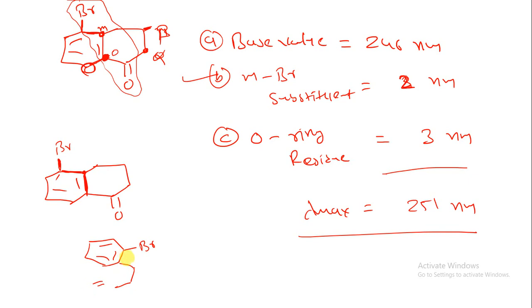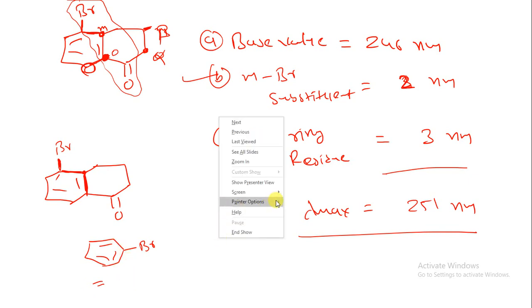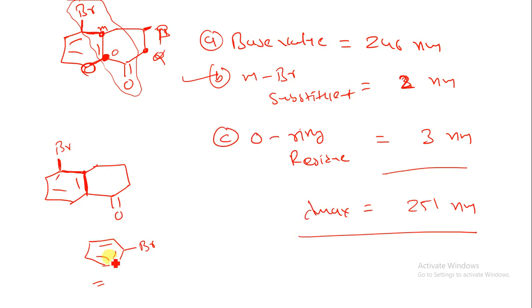So what I have to see? I have to see the ortho and meta position in this way. This will be my ortho position and this will be my meta position. So by that you can consider it as ortho and meta position. This is having a Br group. So you can consider it this way. Now let us take one more example.